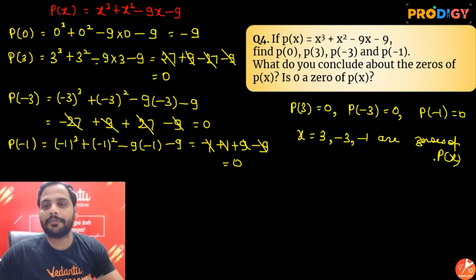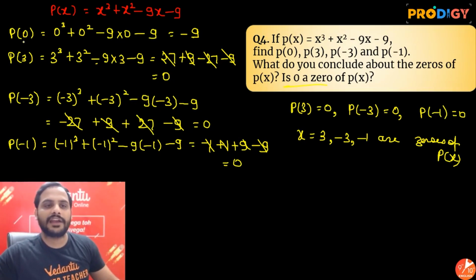Is 0 a zero of the polynomial P of x? No sir. At x equal to 0, P of 0 is minus 9. That is why 0 is not a zero. So I can say 0 is not a zero of P of x.